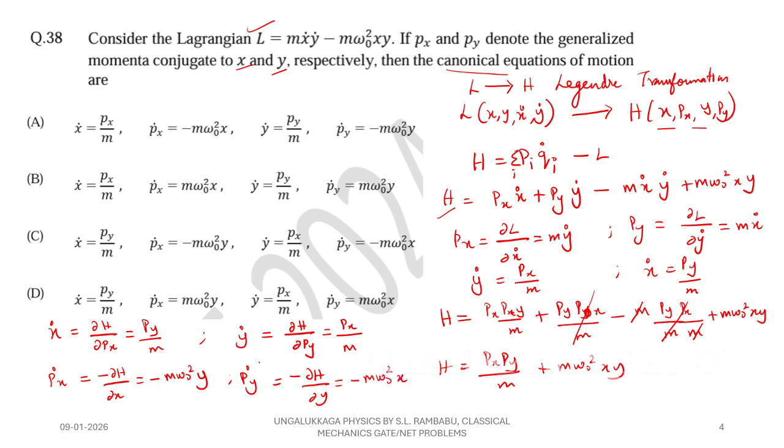So let's find these terms in the options. x dot is equal to py by m, so these terms are there, and this has the minus terms. px dot is minus m omega naught square y, and py dot is minus m omega naught square x. So option C is correct.